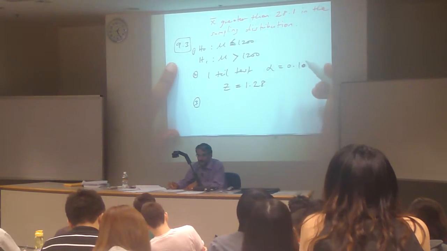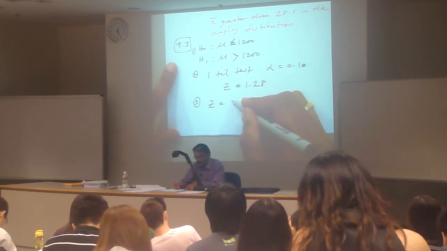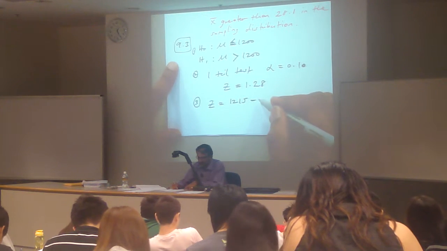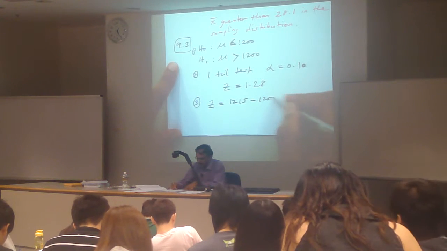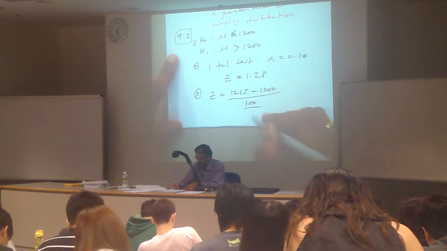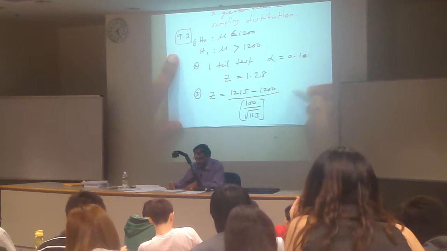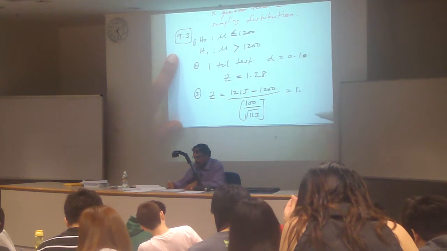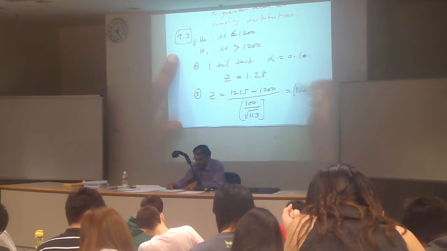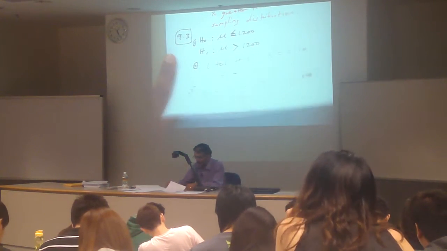Step 3, work out your what? Z. You must take x bar 1215 minus mu. Mu how much? 1002, divided by sigma 100 over the square root of 113, will give you 1.59. This is 1.59. Z is 1.59.